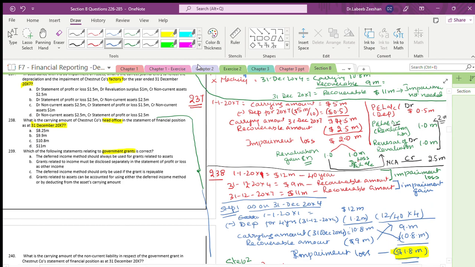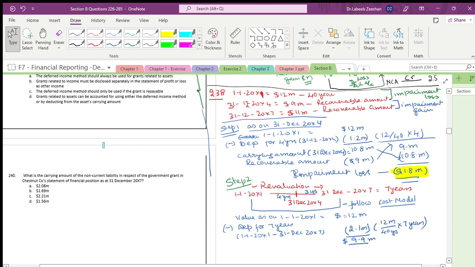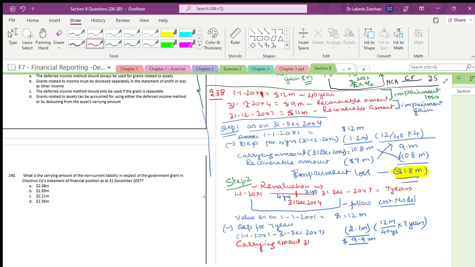See the things, what they are asking. They are asking us very clearly. They are asking us the carrying amount. Is it right? What is the rule of carrying amount? The carrying amount rule is the cost of the asset minus depreciation. The formula for carrying amount is the cost of the asset minus depreciation. If you take that into consideration, this is going to be the carrying amount as on 31st December 2007.